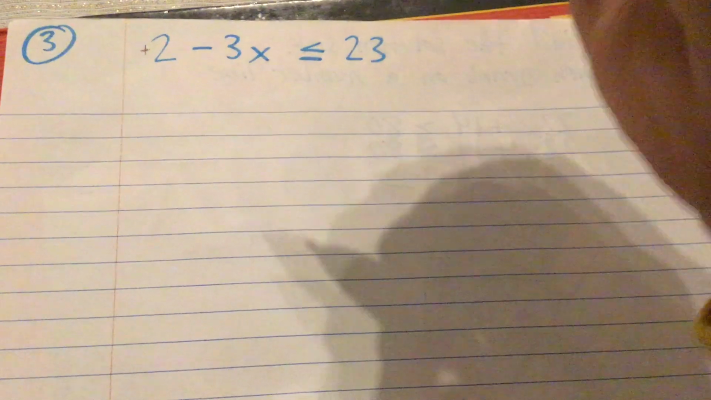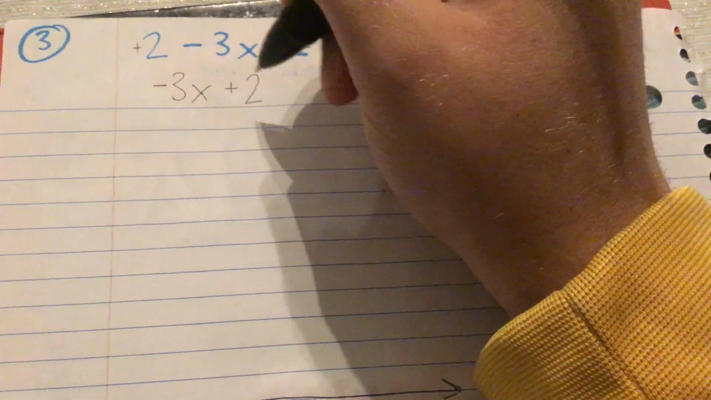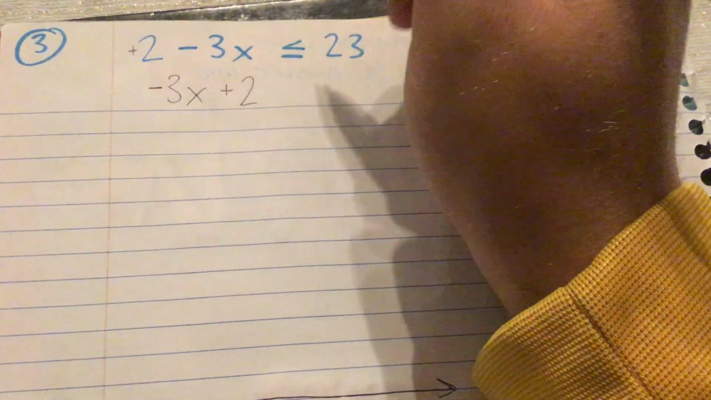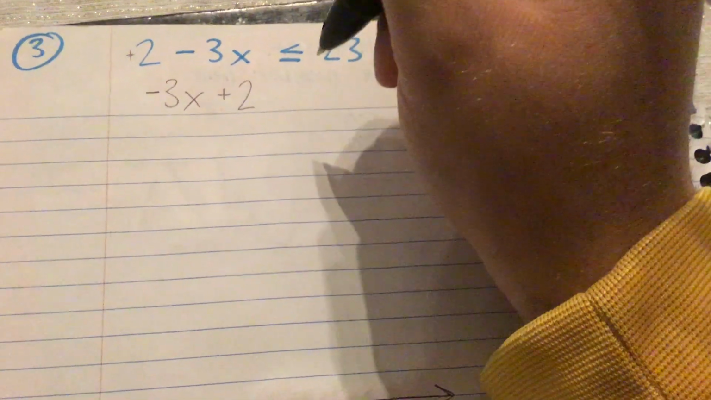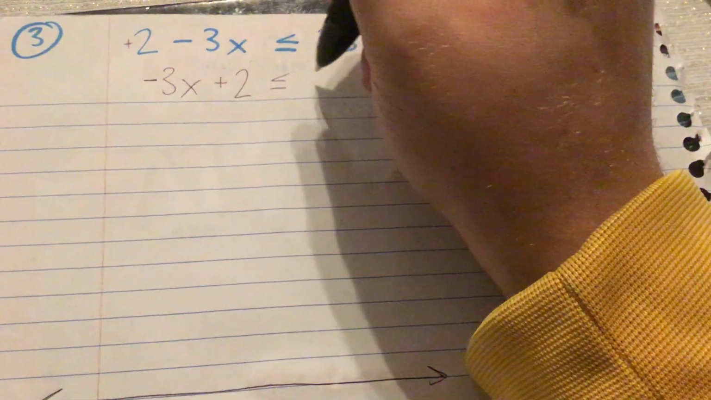This is a positive 2. I'm going to write it. I didn't write it in the previous video. So I'm going to switch these two numbers, keep the negative sign in front of the negative 3x, and put a positive sign in front of the 2, because if there's no symbol in front, it's automatically positive 2. So now I can rearrange this, ease my anxiety, make this negative 3x plus 2 is less than or equal to 23.